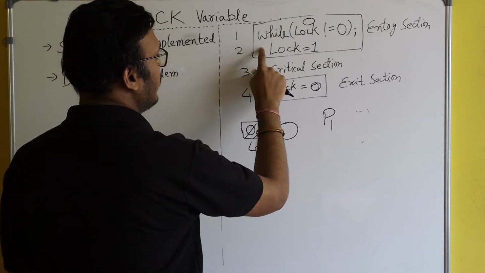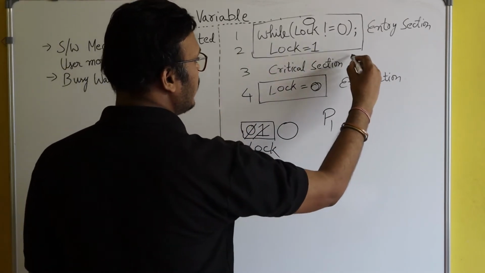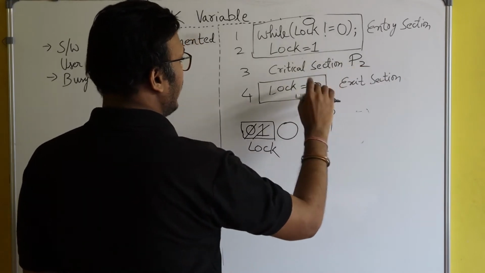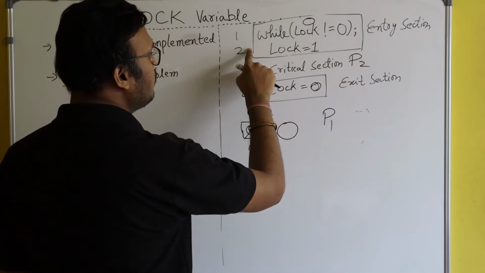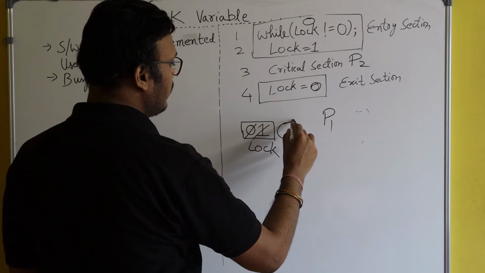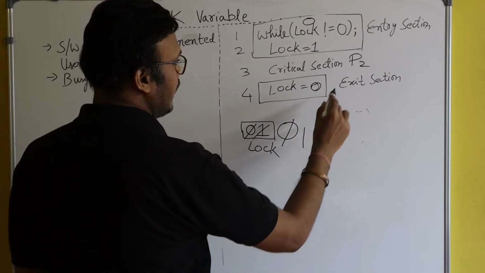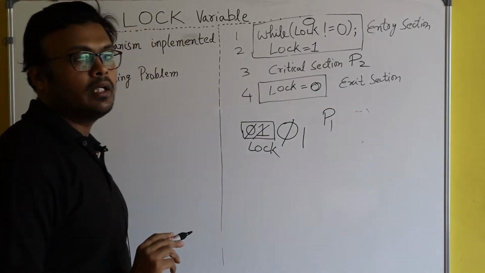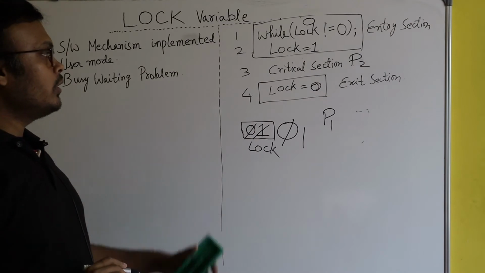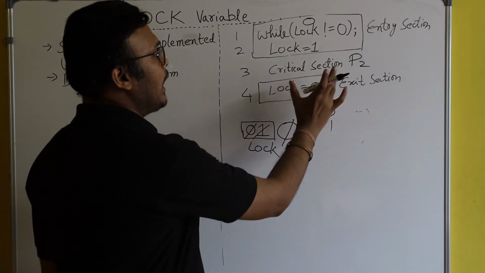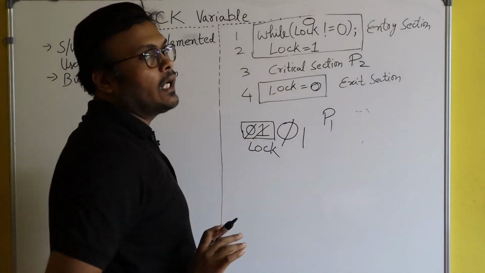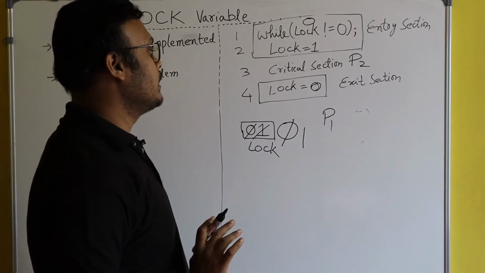Okay, and after that P2 will enter into the critical section. And you see, after executing line number 2, P2 will again make the lock value as 1, and P2 got entered inside the critical section. Okay, and you see here, at a time only one process can enter inside the critical section.